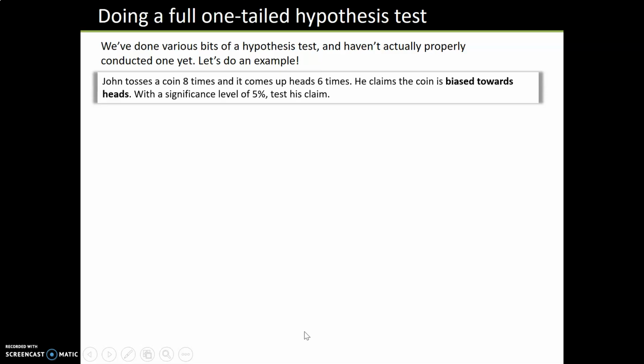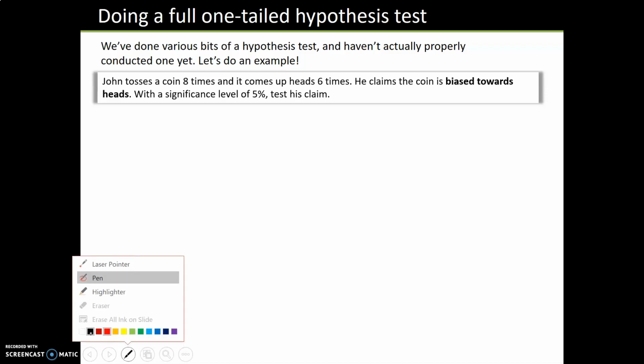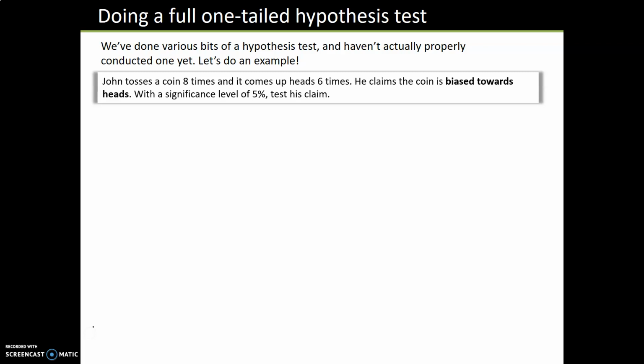Right, so back to our favorite example about tossing a coin 8 times and it coming up heads 6 times. John claims his coin is biased towards heads, and so with a significance level of 5%, test this claim. This is the way you would see it most of the time written in the exam. So how are we going to do this?